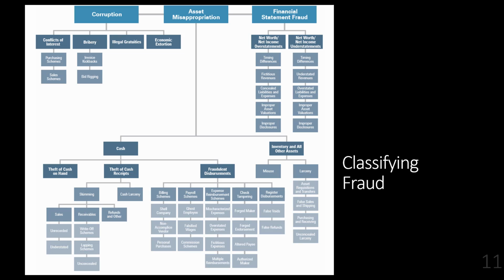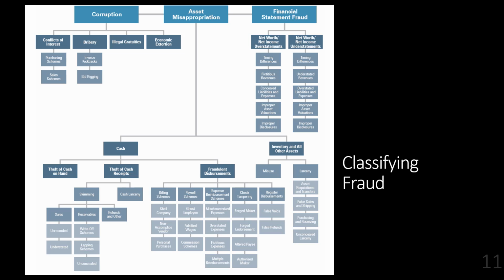We can do it in the income statement with overstatements. We can do it with understatements. And then over on the left, we've got corruption. So this corruption happens at high levels of government and at society, not necessarily just in the government, but at a societal level. So that's your left and right.